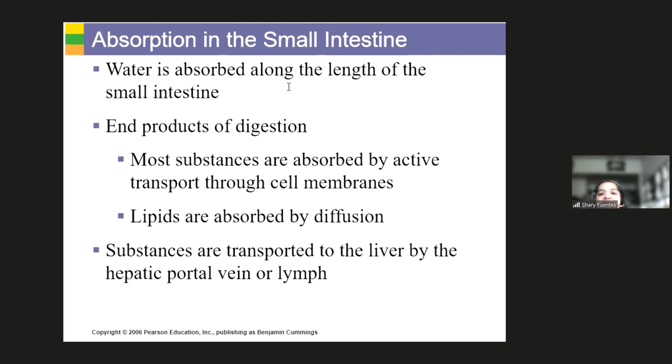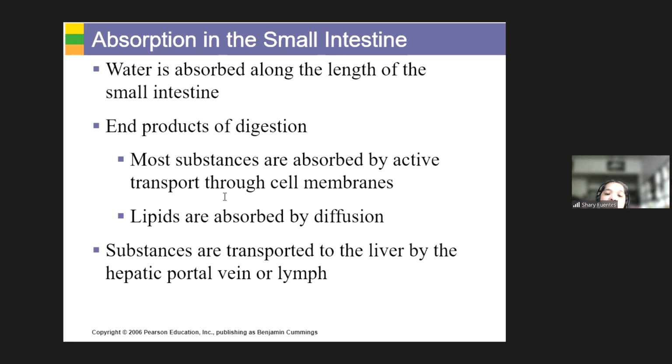Sabi nga natin, malakas absorption doon. So, water is absorbed along the length of the small intestine. The end product of digestion, most substances are absorbed by active transport through cell membranes. So, active transport ang process.